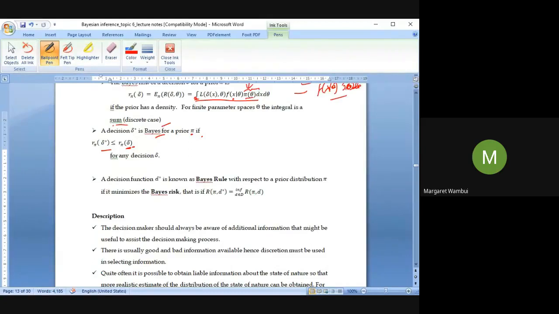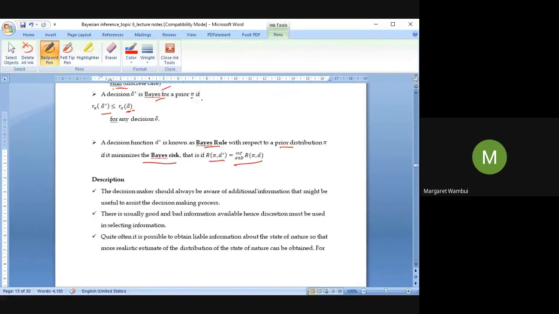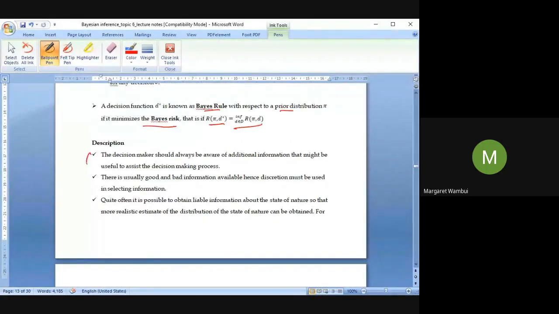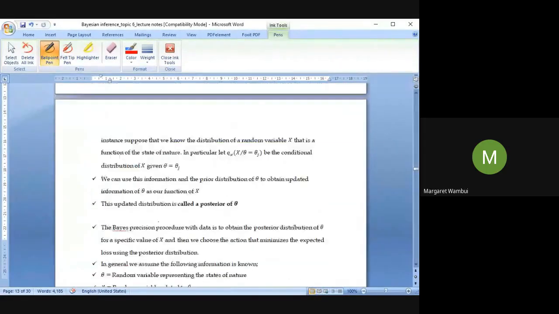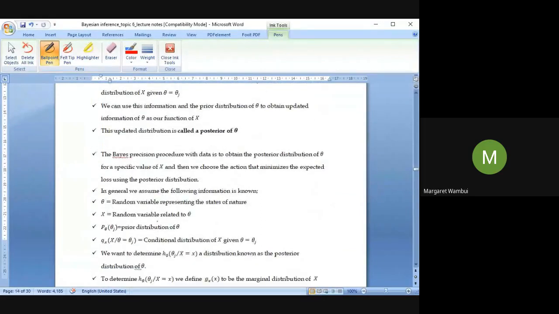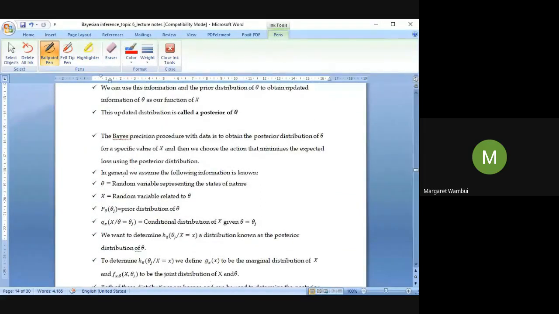So a decision delta is known as Bayes rule with respect to a prior distribution pi if it minimizes the Bayes risk. That is, this one is the infimum of the other one. And of course, a description like we have done with the no data case, you can look at that description. So the most important thing to note here is that here we are using data. The other one, we did not have data anywhere, but all the others are the same. The updated distribution is what you actually call the posterior distribution.